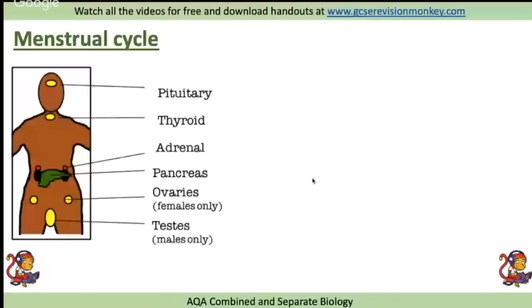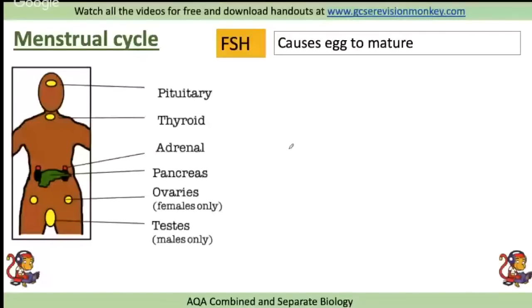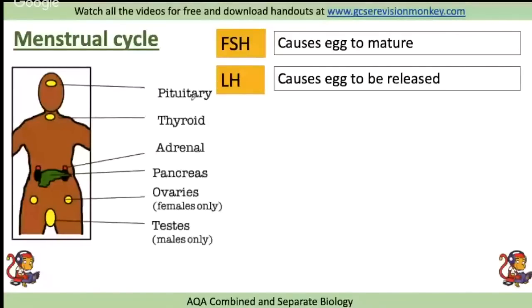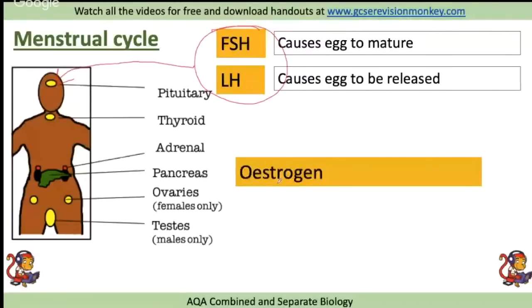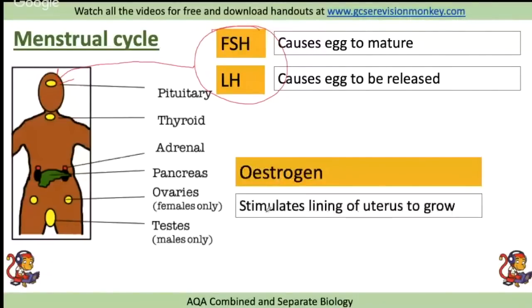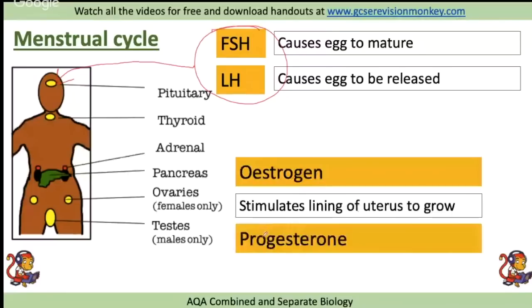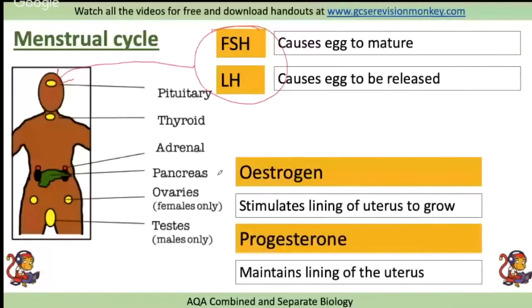Okay, moving on then. Menstrual cycle. With the menstrual cycle, the main hormones that we're talking about are FSH, which causes the egg to mature, and LH, which causes the egg to be released. I want you to remember the abbreviated ones, the FSH and the LH. They are produced in the pituitary gland. Then we've got two other hormones: estrogen, which stimulates the lining of the uterus to start growing, and progesterone, which maintains the lining of the uterus. These two are produced in the ovaries.